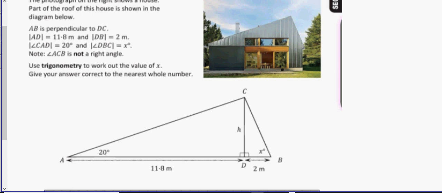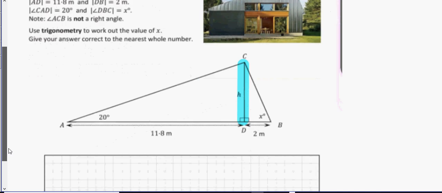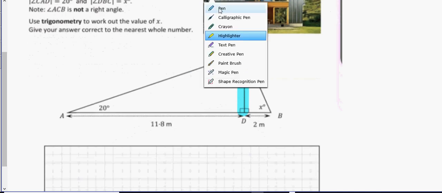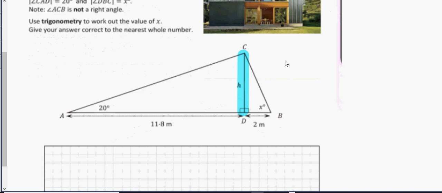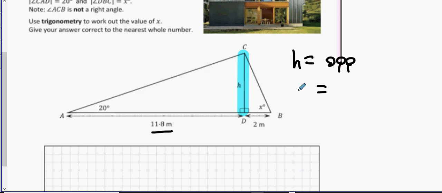Alright, Isaac, what side is CD when it comes to the triangle on the left? Is it the hypotenuse, the opposite, or the adjacent? Opposite. It's the opposite. H is the opposite. Okay. What one is the 11.8, Isaac? The adjacent or the hypotenuse? The adjacent. 11.8 is the adjacent side.